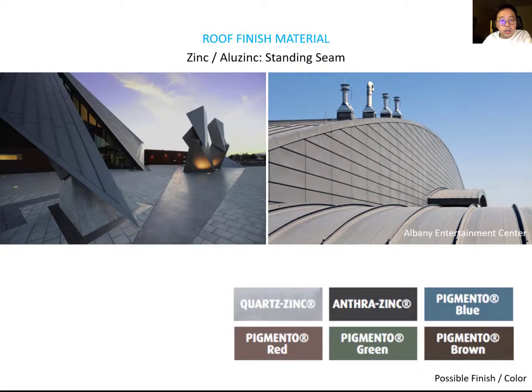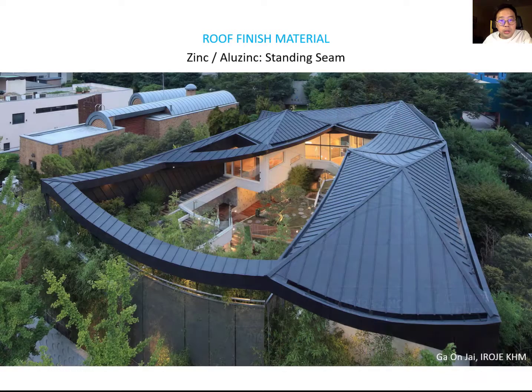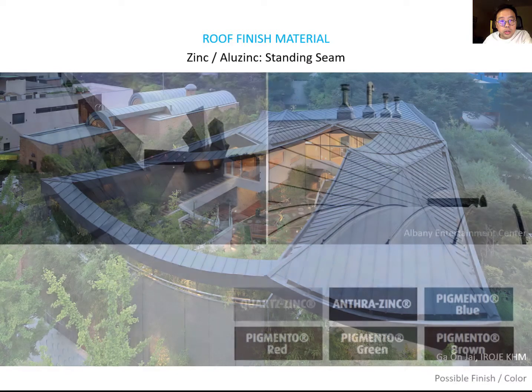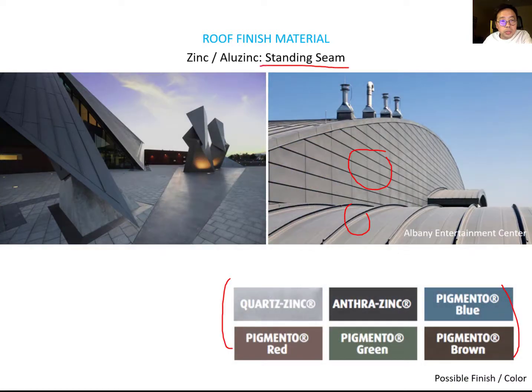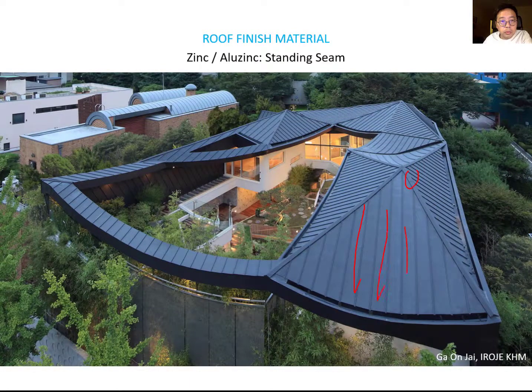There are a lot of different colors available. You can see this color option here, and you can find finishing material using zinc and aluminum zinc. This is another project. You can see zinc and aluminum zinc used at the roof. But when you see this roof condition with zinc and aluminum zinc, it usually has some standing seams. You can see the seam here, which you call the standing seam, and you can also find the standing seam here. What is a standing seam? Why do we need a standing seam for zinc and aluminum zinc?